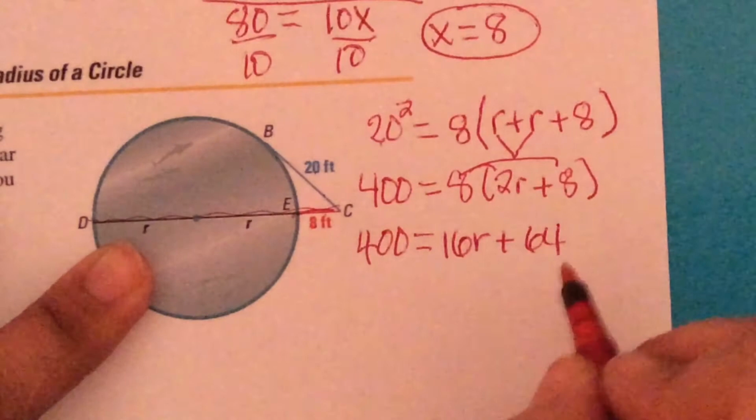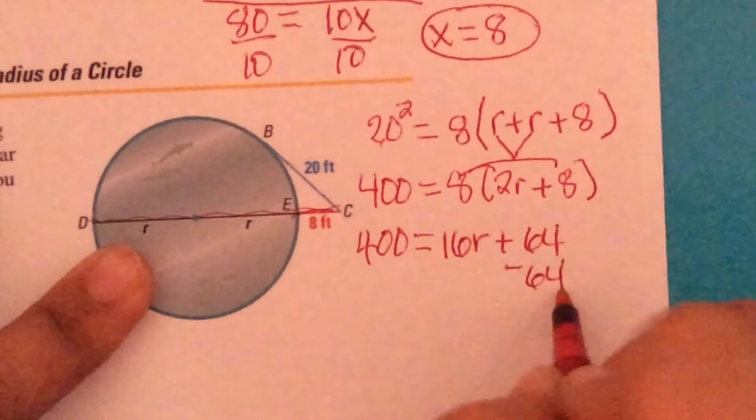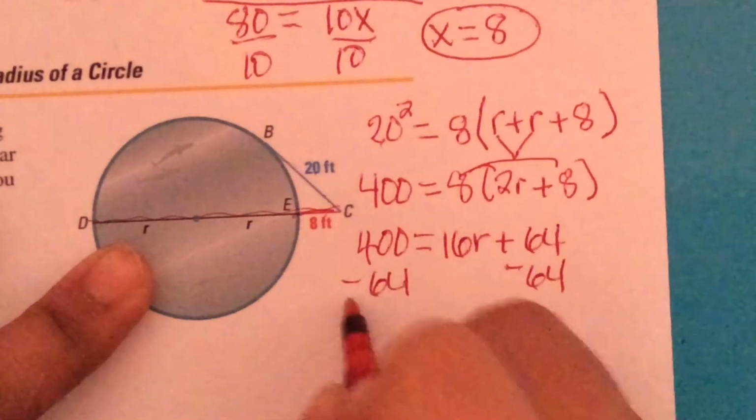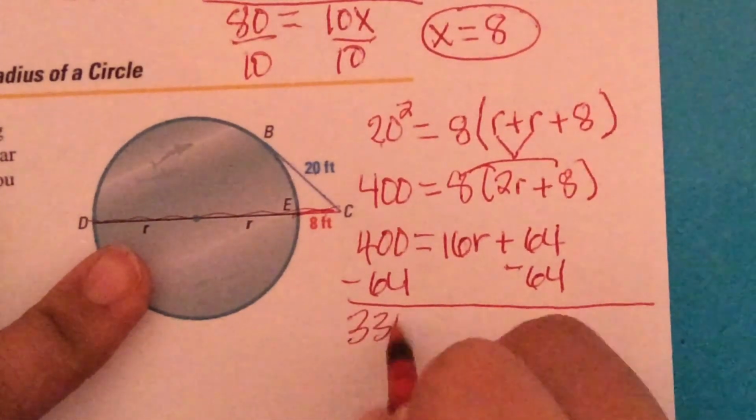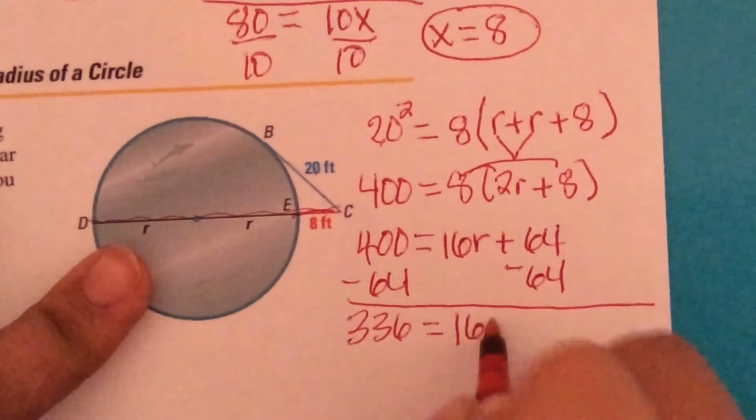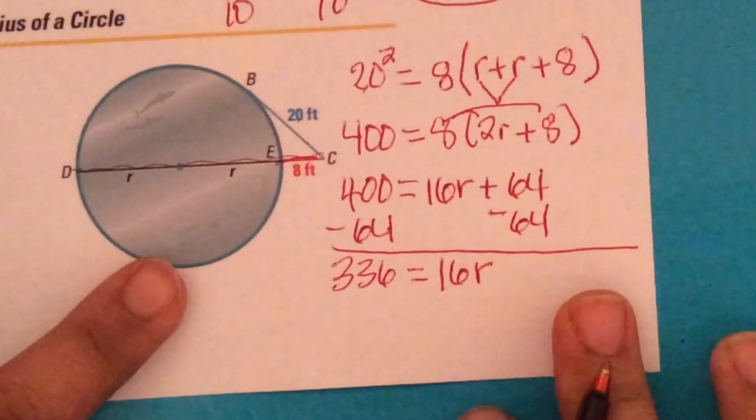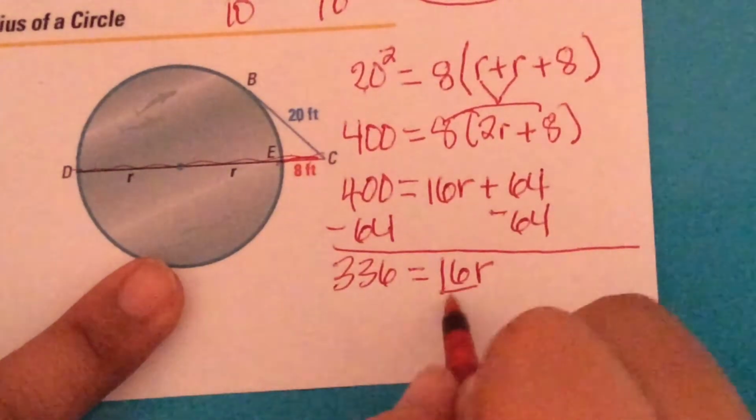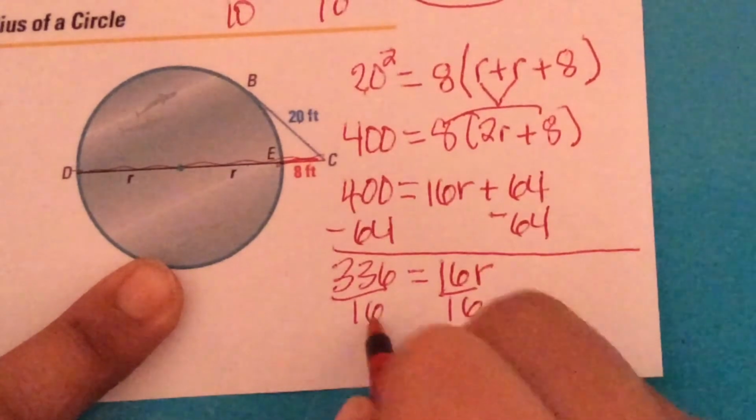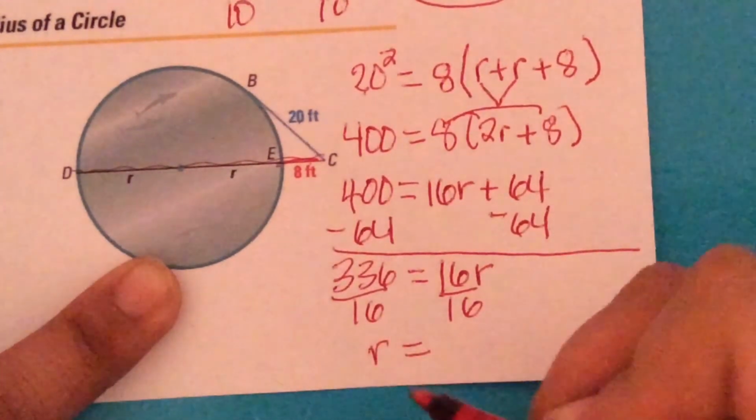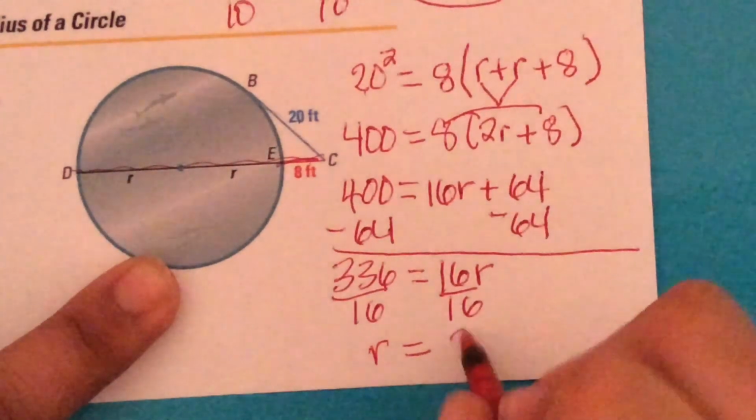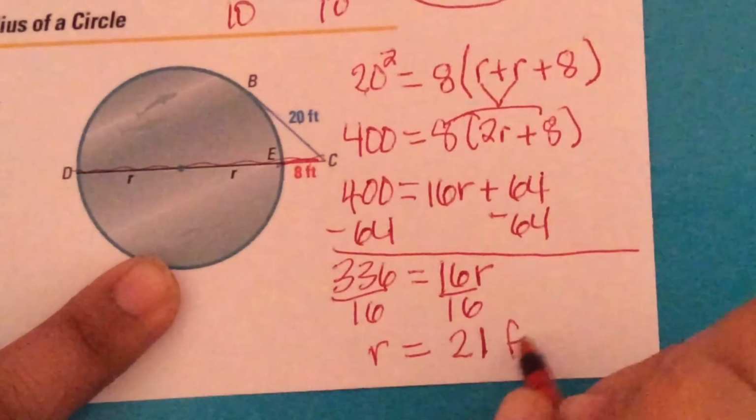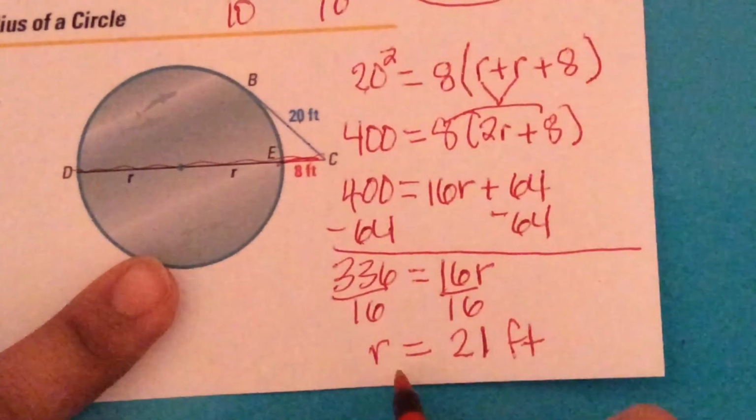We're going to subtract the 64. And so 400 minus 64 is 336 equals 16r. And then we divide by 16 on both sides. So then r is going to be equal to 21. And it's 21 feet. So the radius of this tank is 21 feet.